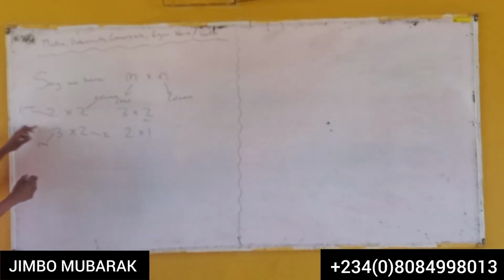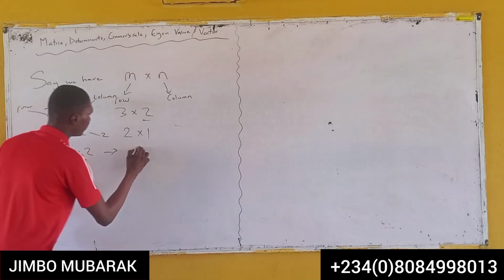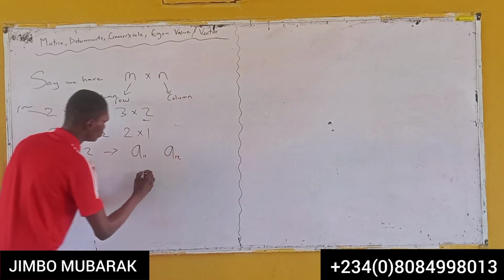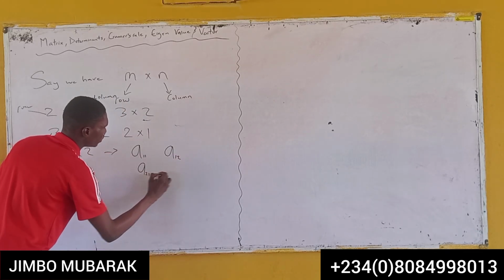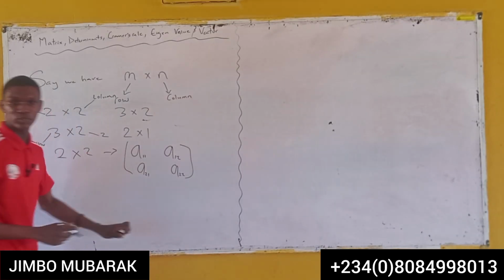So example on this, let's say a 2 by 2 matrix. Say we have A11, we have A12, A21 and A22. So this is a what? A 2 by 2 matrix.